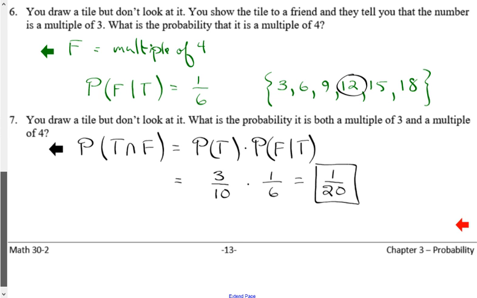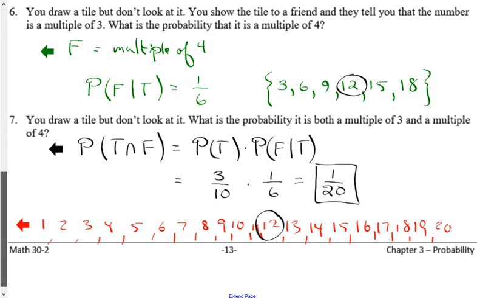So I wanted you to see how the formula works, not the only way to do the question. What we could have done is just listed them all out, and said, oh, between 1 and 20, there's only one number that's both a multiple of 3 and a multiple of 4, the number 12. So 1/20th. We could have done it that way as well. So both ways work, but again, handy to have more than one way to do a question, because then we can do it one way, and we can check it another way.